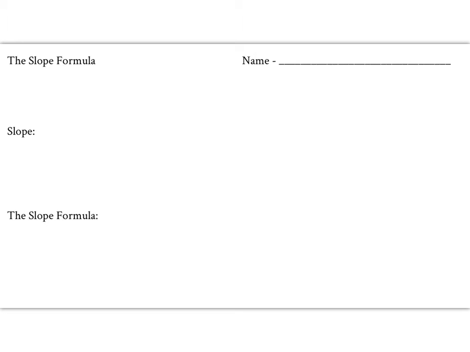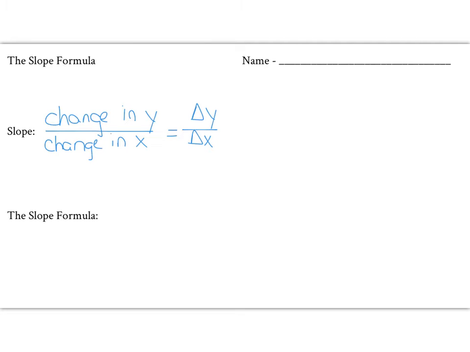Let's start by reviewing the mathematical definition of slope. Slope is a ratio, and it is the ratio of the change in the y-coordinates of every point on the line to the change in the x-coordinates of every point on the line. So change in y over change in x, and we have been using delta y over delta x to talk about slope.